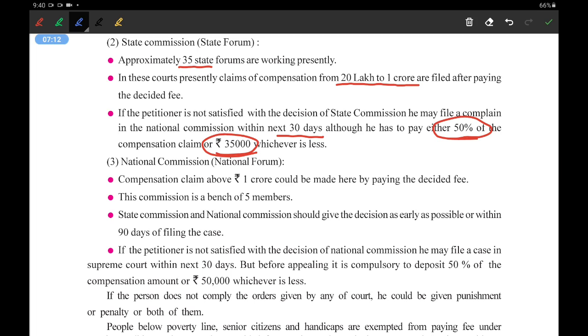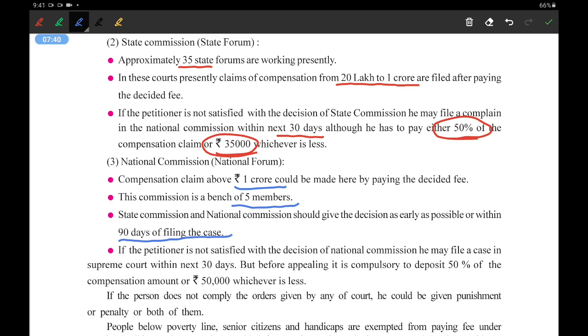In the national commission, that is the national forum, compensation claims above 1 crore should be made here by paying the decided fee. So if the compensation is above 1 crore, you should go to the national commission. This commission is a bench of 5 members. Bench means a judgment jury of 5 members. The state and national commissions should give a decision as early as possible, or within 90 days of the filing of the case. That is the decided time frame.